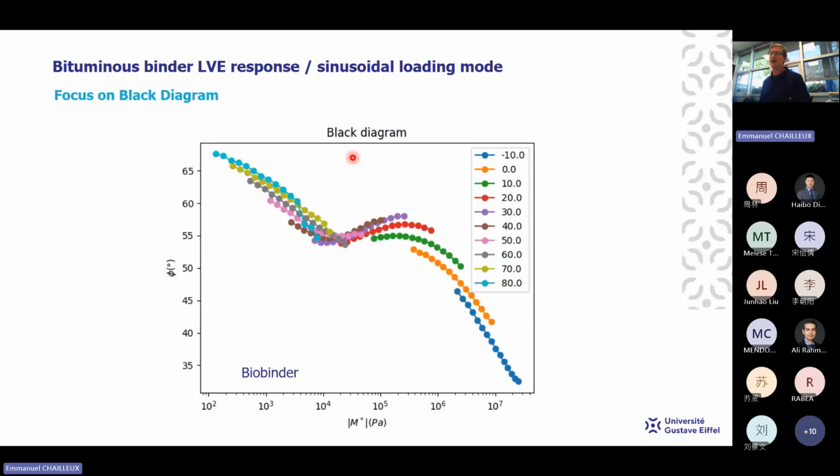Another case is a biobinder. So we can see in this case the unconventional viscoelastic signature on another material, which here is a biobinder, and we also observe an elastic plateau. We also observe that at low temperature we behave like an elastic material, close to an elastic material, and we reach in this case 70 degrees, not 90 degrees.